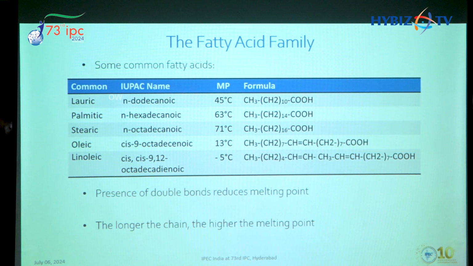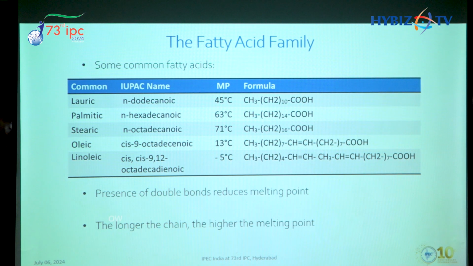Lauric acid is liquid in its physical state, whereas palmitic acid is a wax. So as the number of carbon atoms increases, the melting point of the fatty acid increases. Now let us take the example of stearic acid, oleic acid and linoleic acid. All these three fatty acids have 18 carbons in their chain length.